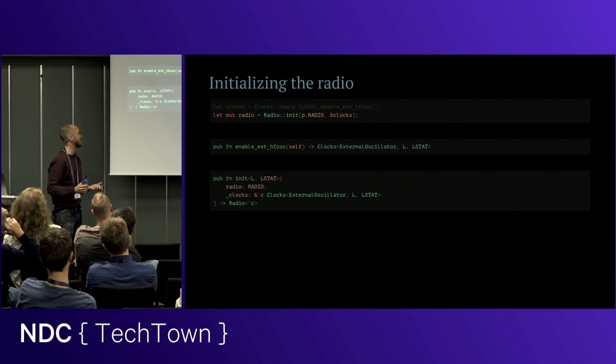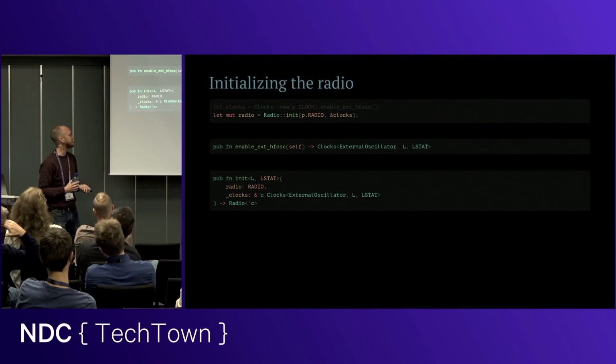This is a really nice feature, and it's called the type state pattern. It's widely used in Rust, especially embedded Rust, to ensure that we can't express incompatible setups. We can't use the radio with the internal clock.